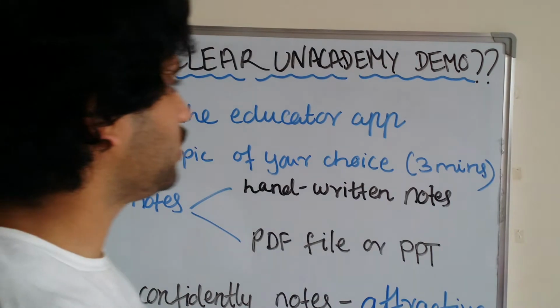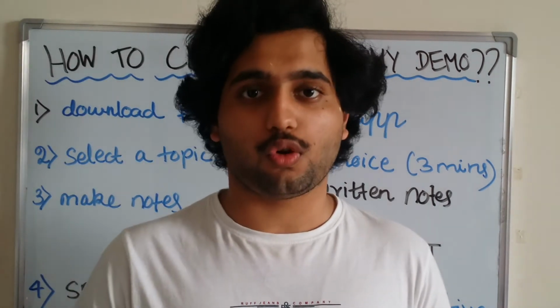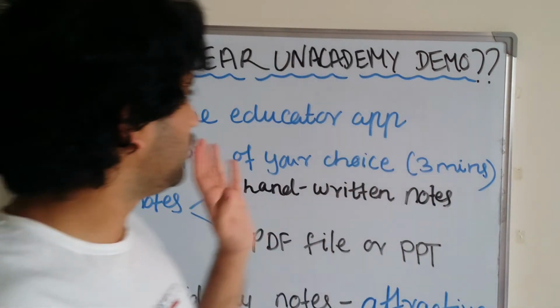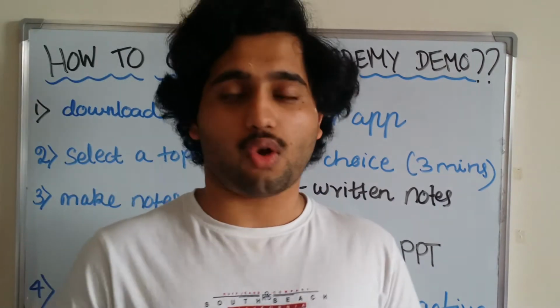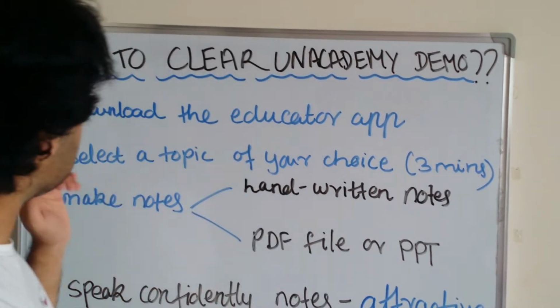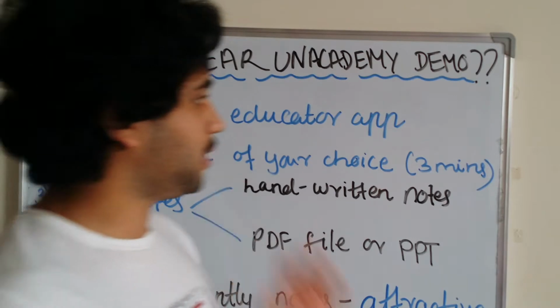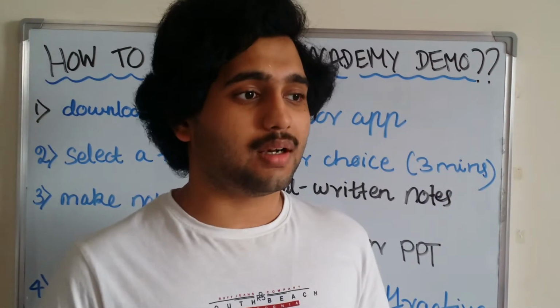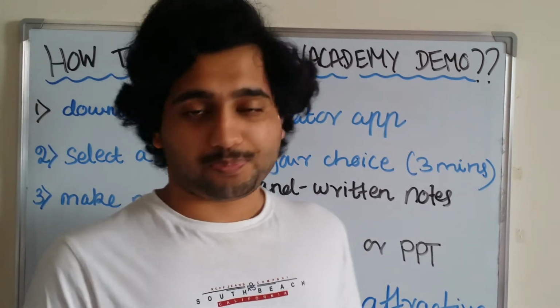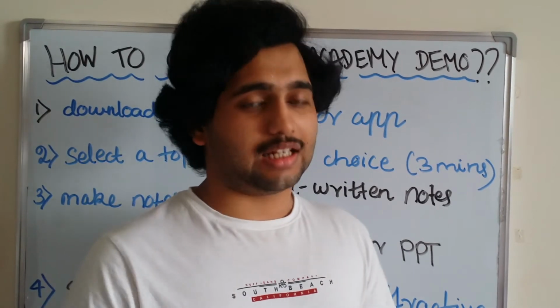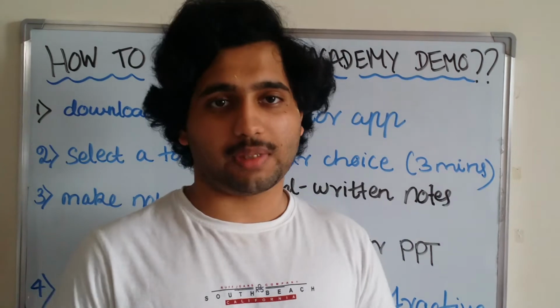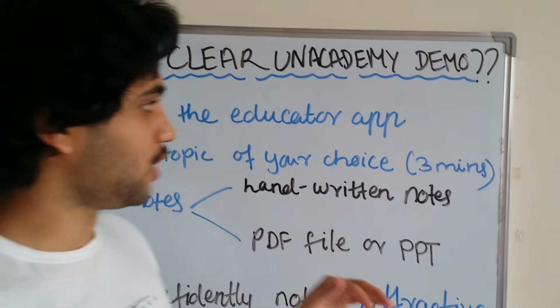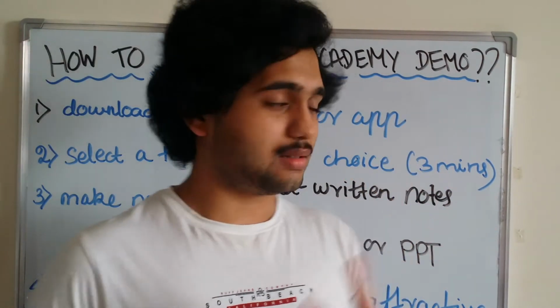First one is download the Educator app from the Google Play Store or from iOS. Okay, get the Unacademy Educator app, log in and sign up yourself. Second step is you have to select a topic of your choice. The demo will be of 3 minutes. You have to speak for 3 minutes. So whichever subject like Hindi, English, chemistry, physics, anything you want to speak about, you have to select a topic of your choice and speak for 3 minutes.